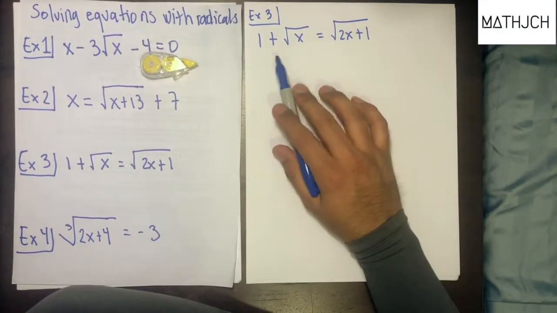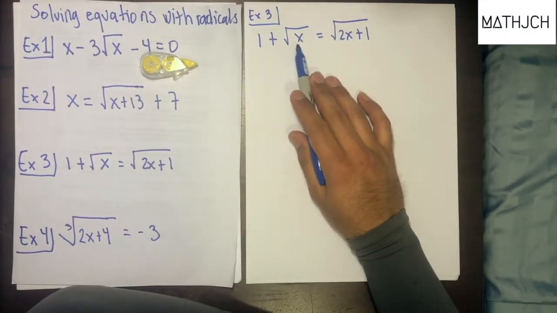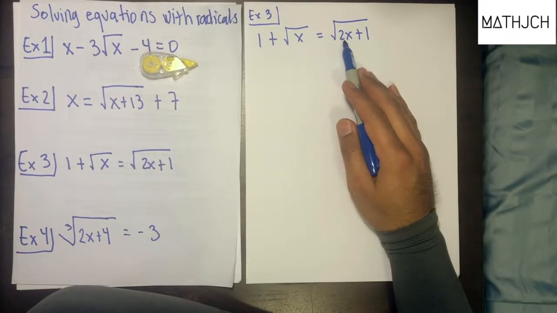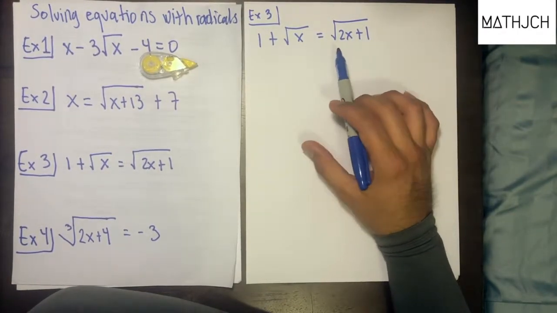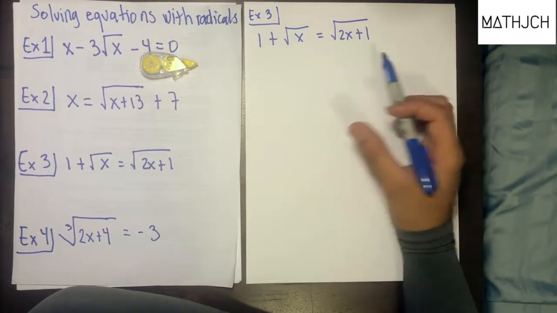Hello. For this example, we have 1 plus the square root of x equals another square root of 2x plus 1. So we are trying to solve for x. That's the goal in this equation.